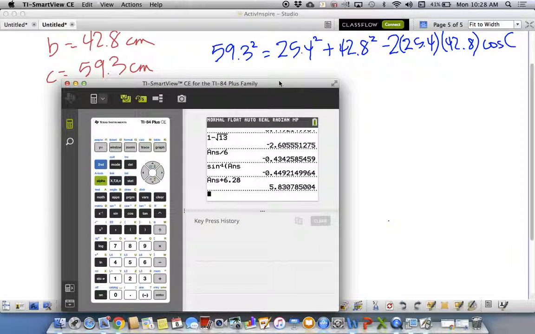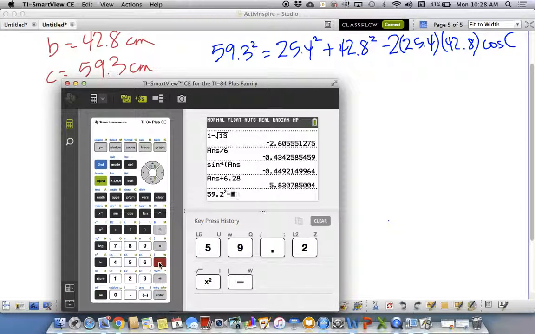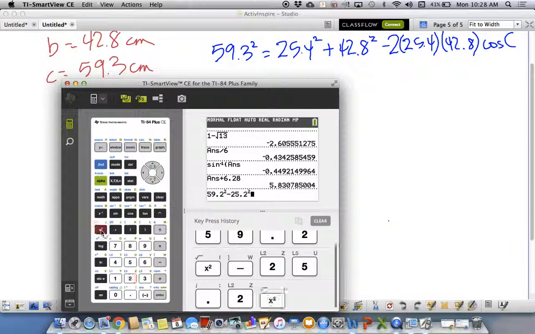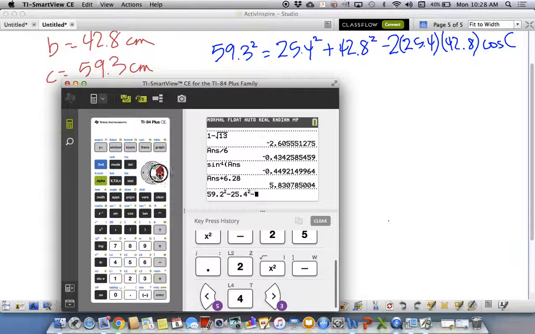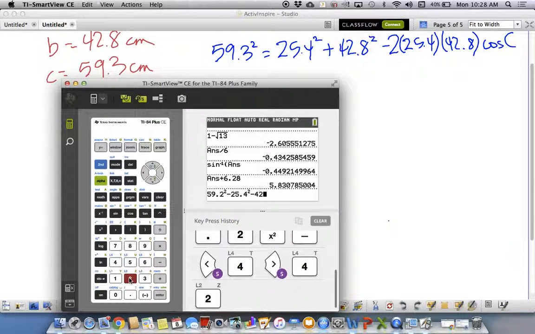All right. In my calculator, I'm doing 59.2 squared, and I'm going to subtract 25.2 squared. It's 25.4. See, we can all make the mistake of putting in the wrong decimal. 42.8 squared. I'm going to give you a hint: your calculator knows PEMDAS. It knows it's going to square all three of those before it subtracts anything. I got 118.